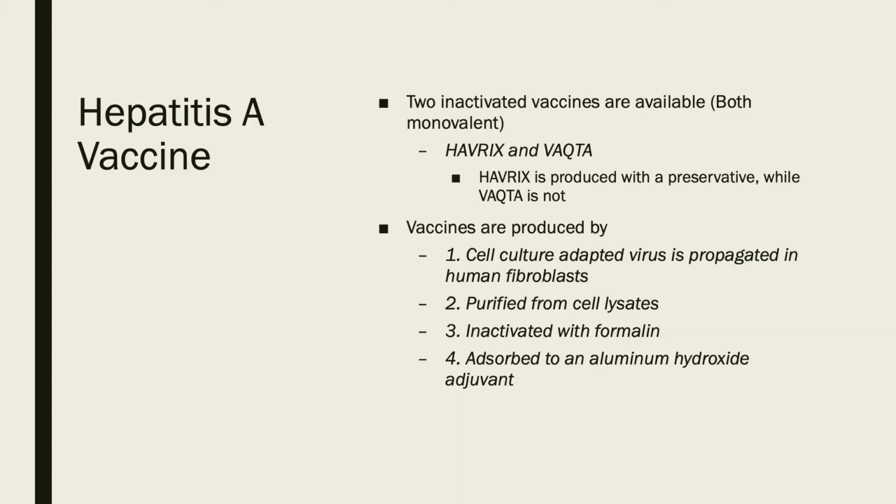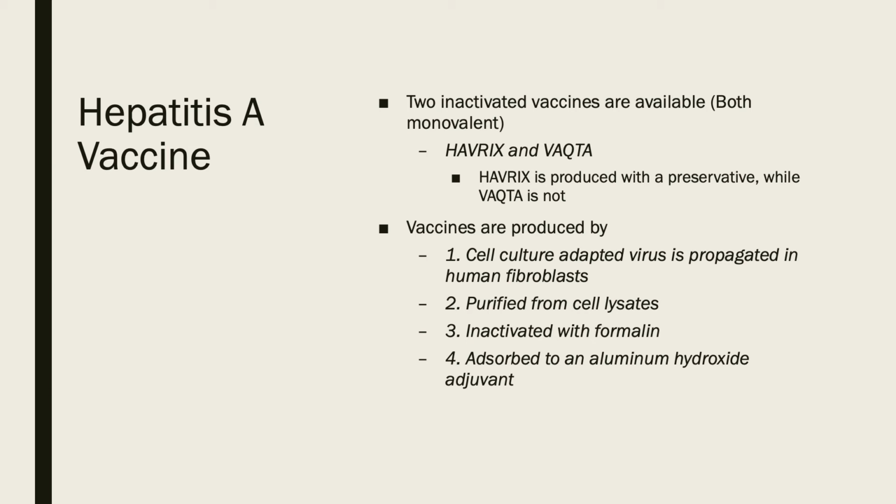So looking at all of this and how we discussed, the treatment is really just taking care of yourself, staying rested, not drinking, anything that can help with the health of your liver. A vaccine was produced. There are 2 inactivated vaccines available, both monovalent. They are known as Havrix and Vaqta. The main difference: Havrix is produced with a preservative, while Vaqta is not. So just a little rundown of how the vaccines are produced.